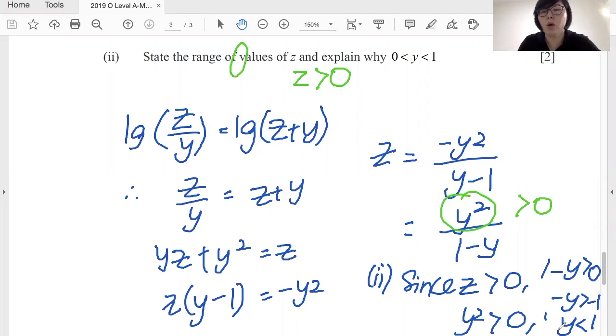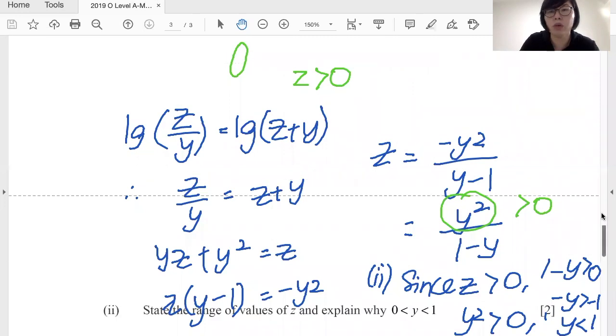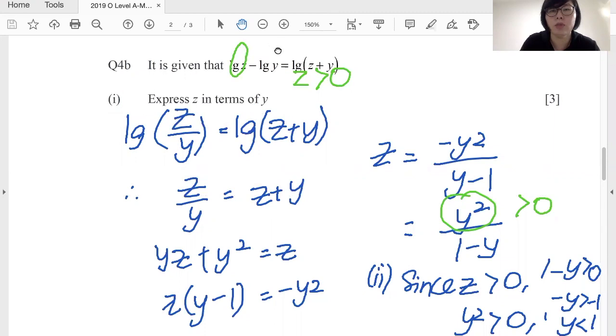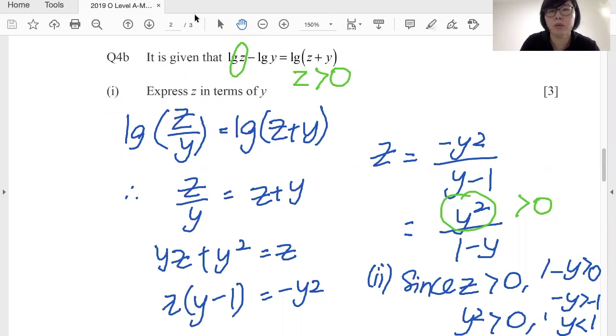And on top of that, your y has this additional condition. If you recall, go back to the question again. Let me bring you to the first part of the question. Look at where is your y. Your y is also a follower of the logarithm function here. So just like z, it has to be more than 0 as well. So y has to be more than 0.